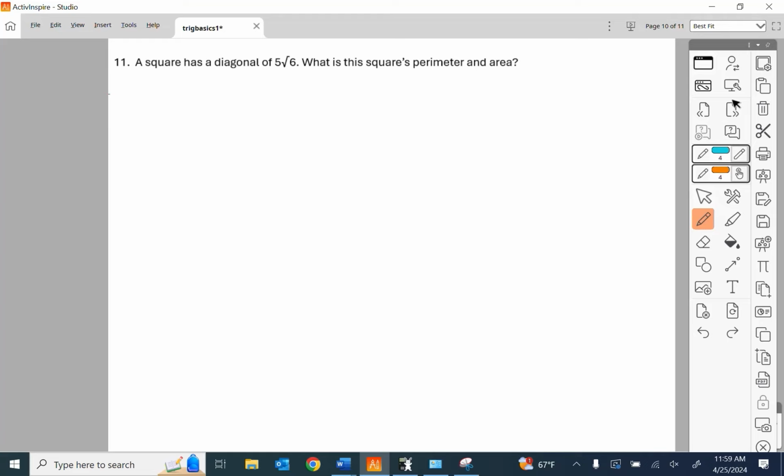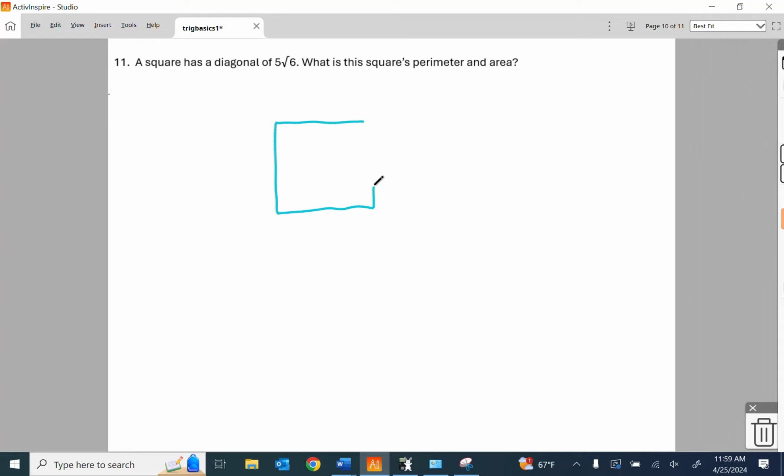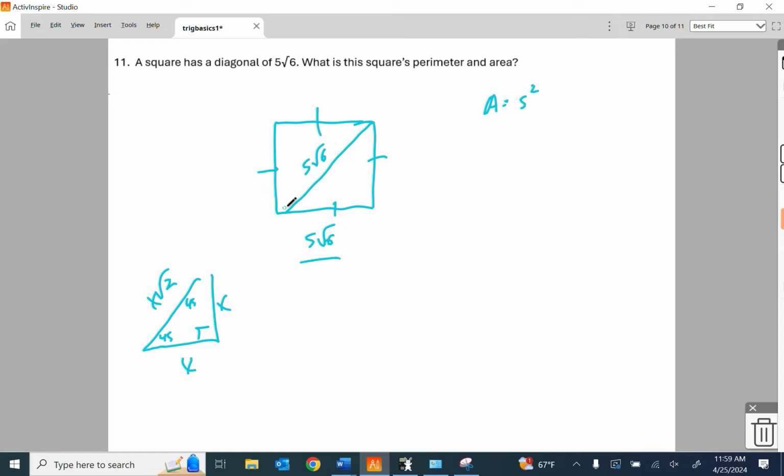All right, a square has a diagonal of 5√6. What is this square's perimeter and area? So I draw myself a little square. I have a diagonal that measures 5√6. I know that to find the area of a square, I take a side and I square it. I also know in my heart 45, 45, 90, x √2. To find one of these side lengths, I take the diagonal, which is the hypotenuse of 45, 45, 90, and I divide it by √2, and I get 5√3, because √6 over √2 is literally a singular radical that has 6/2, which is 3.